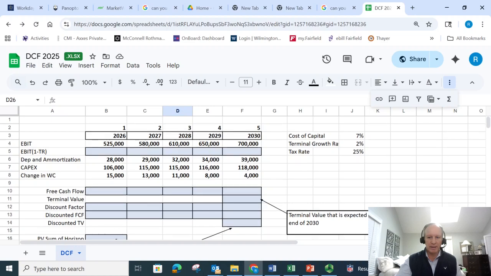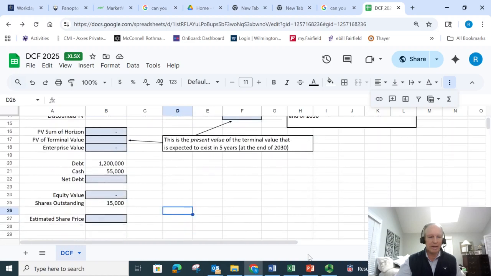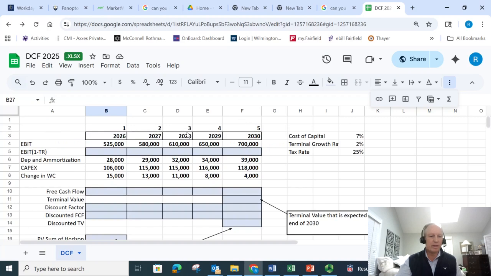And so if we just take a look at the structure of this spreadsheet, we're going to end up with this estimated share price down here. So that's going to be the punchline. So let's go through all this.